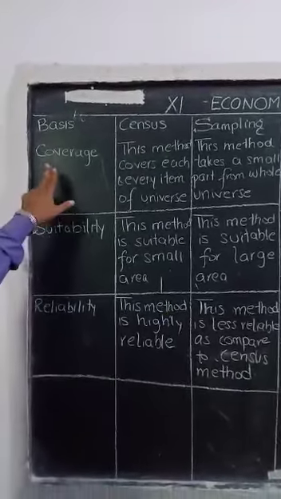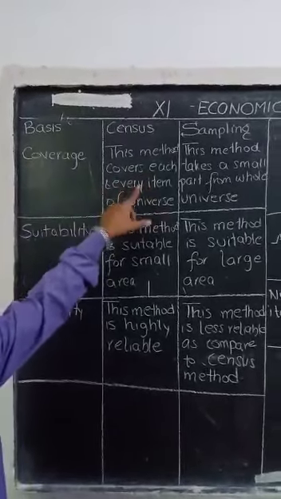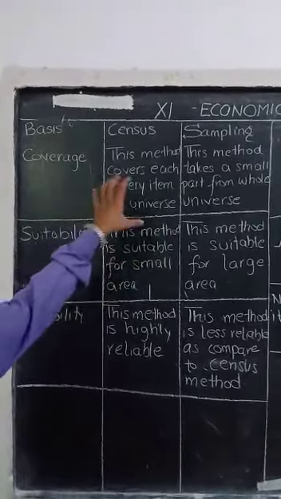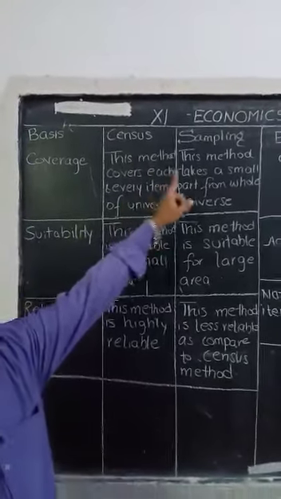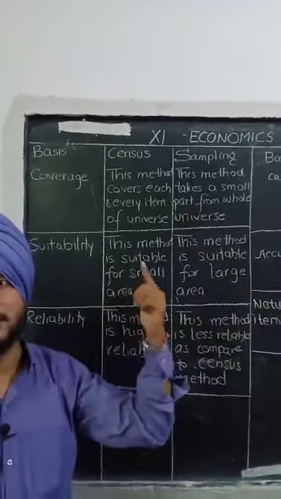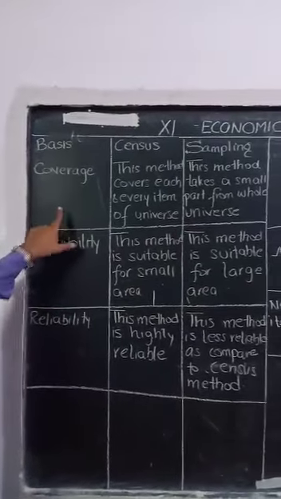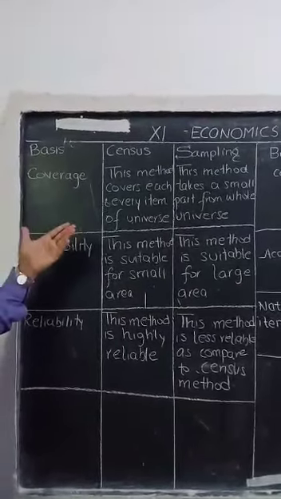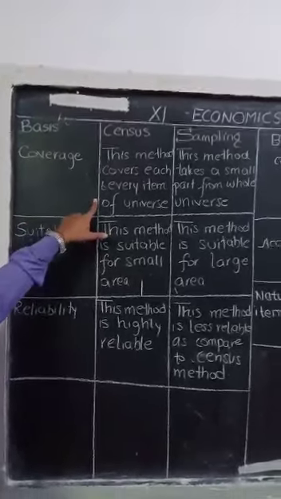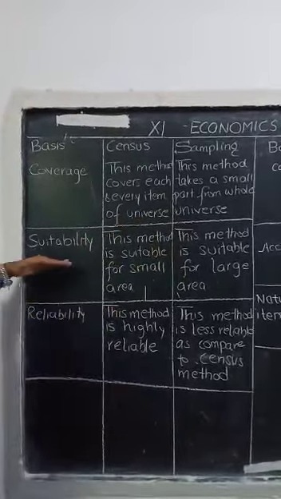First one is basis. On which basis? Coverage. So census method, this method covers each and every item of the universe, as we have read earlier. But in sample method, this method takes a small part of the whole data. Okay, not each and every item, small part of the whole data. This is point number one. And accordingly, a 1 mark question can be asked that which method covers each and every item. You will write census method. In which method we take a small part? In sampling.